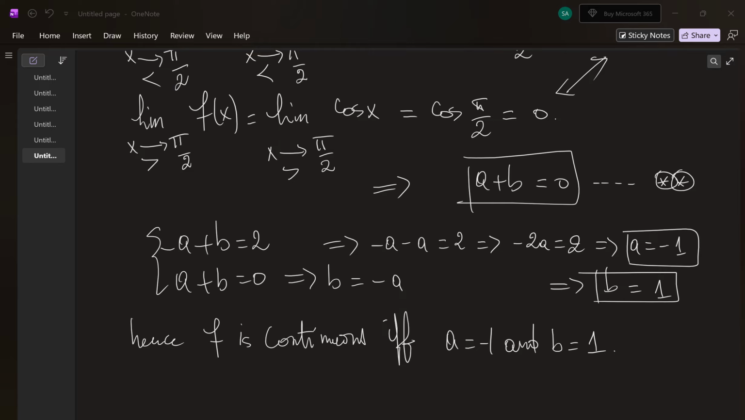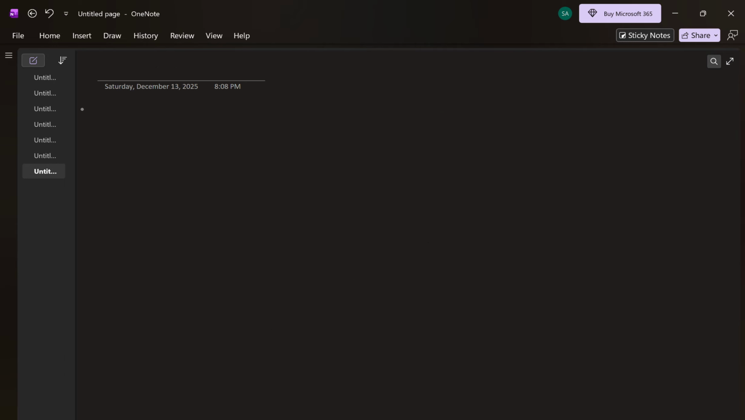Now we will pass to the next exercise. Determine whether the given functions can be extended to continuous functions. We have 4 functions. We will study if we are capable to extend those functions. So we pass to a new exercise here.